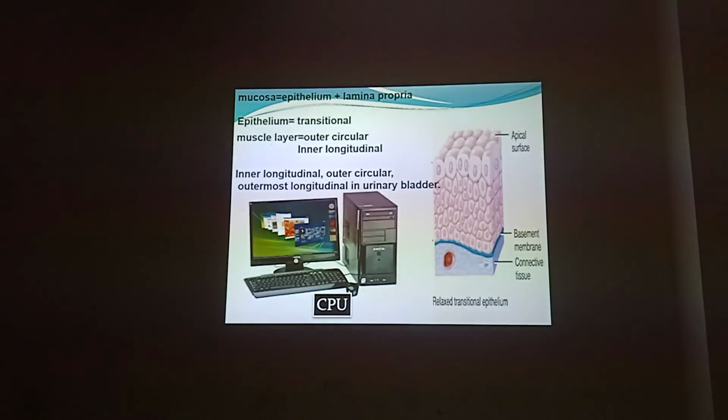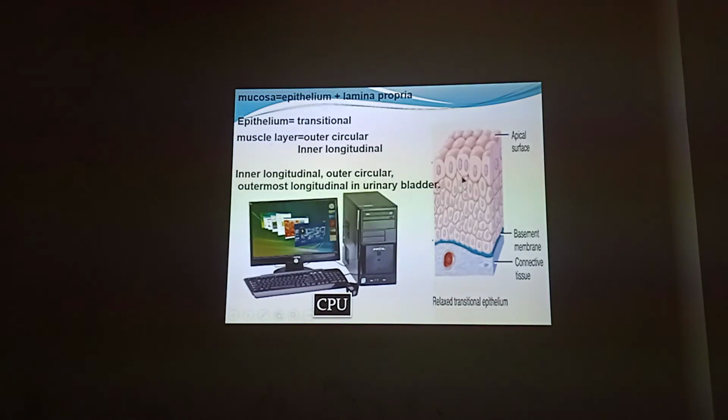Mucosa, that is epithelium plus lamina propria. Epithelium, that is transitional. Transitional epithelium is only found in the urinary system. That's why it is also known as urothelium.